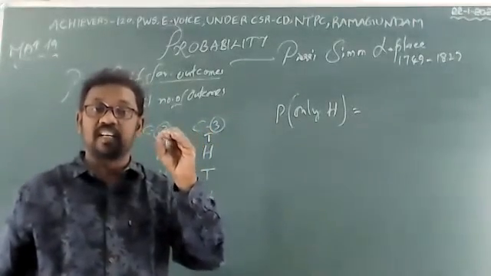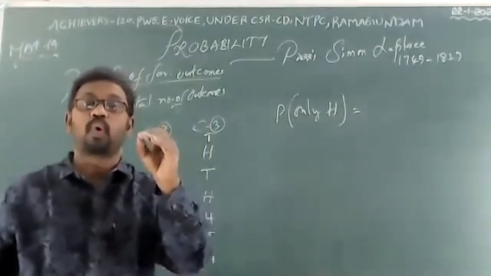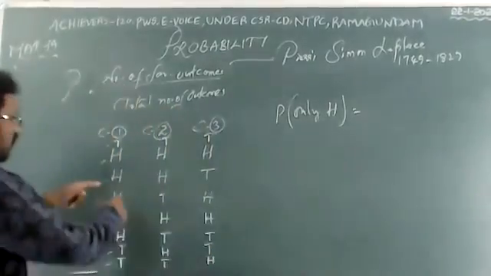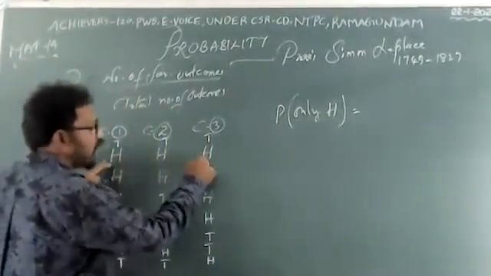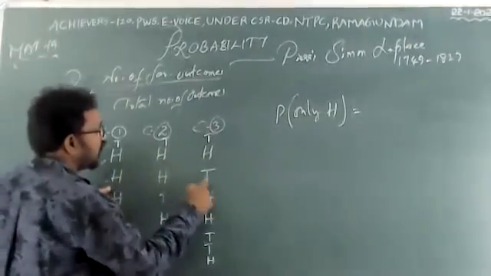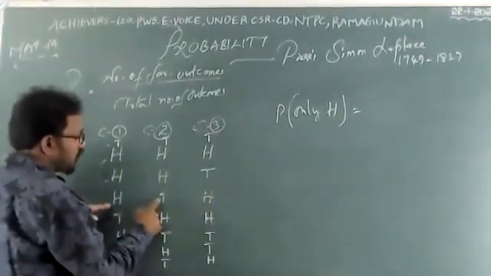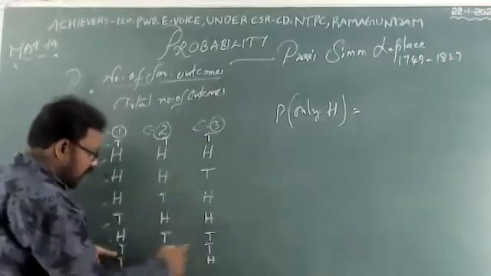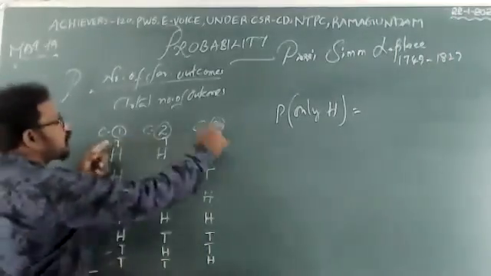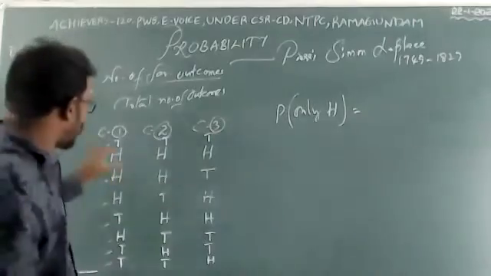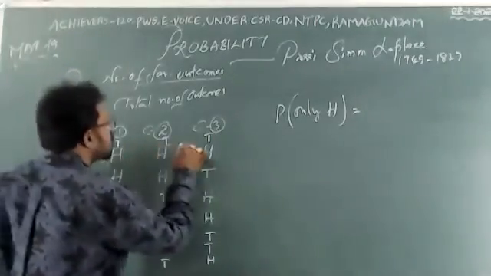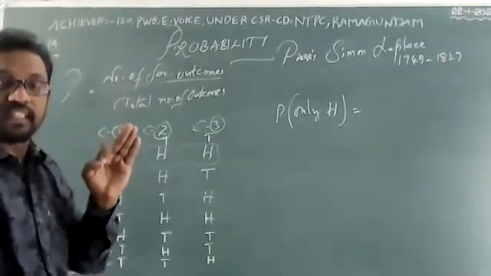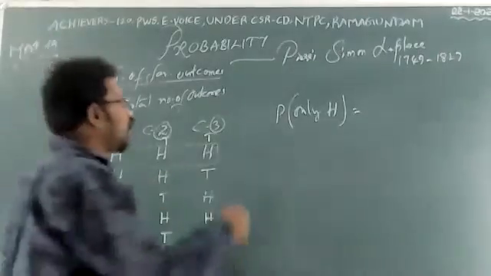Probability of getting the result only heads of 3 coins. That is only H, one time it is there. Here one tail is there. In this case also one tail is there. Here 2 tails are there. Here also tails, in the first part also tails. Only at this one place, only heads. Probability of getting only heads of 3 coins.